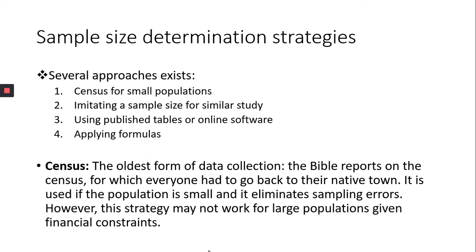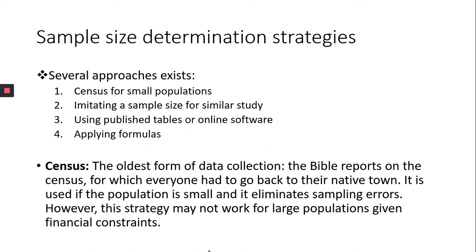Now, what are the sample size determination strategies? Now we have looked at the factors that affect sample size determination. What are the strategies? Firstly, you can do a census. The census, of course, is for small populations. We normally do a census every 10 years. Most countries, that is what they do. They normally do a full census where they want to count everyone.